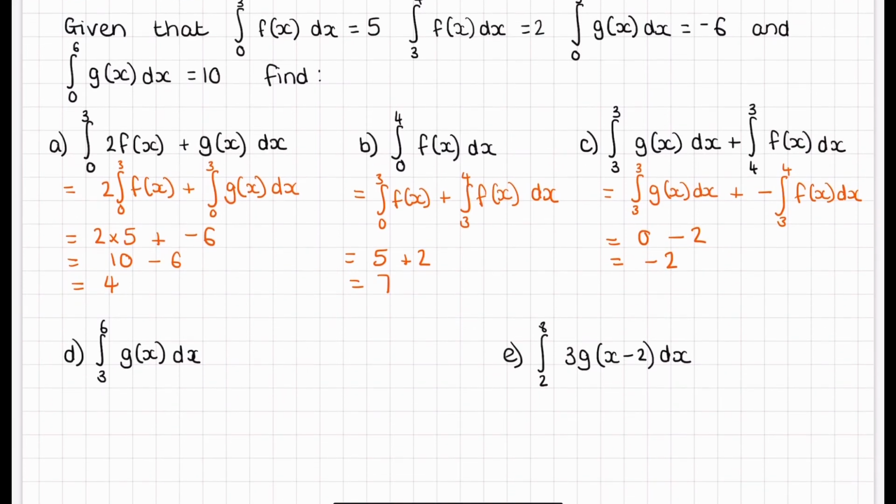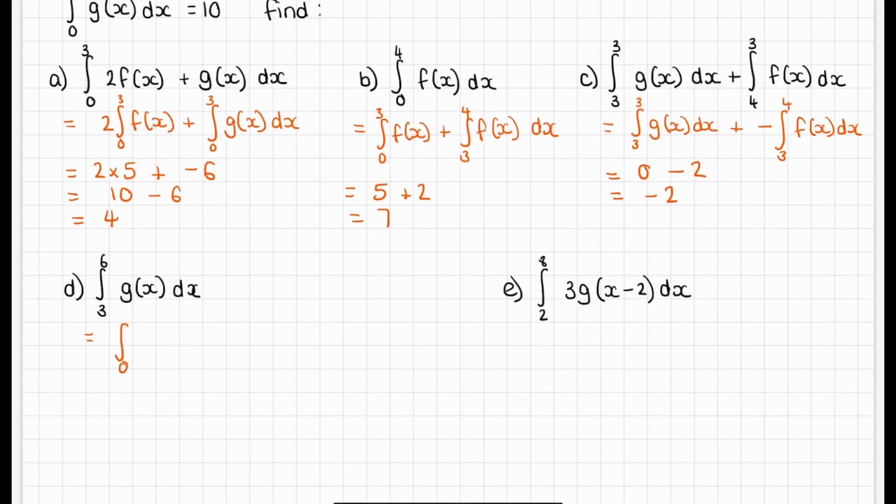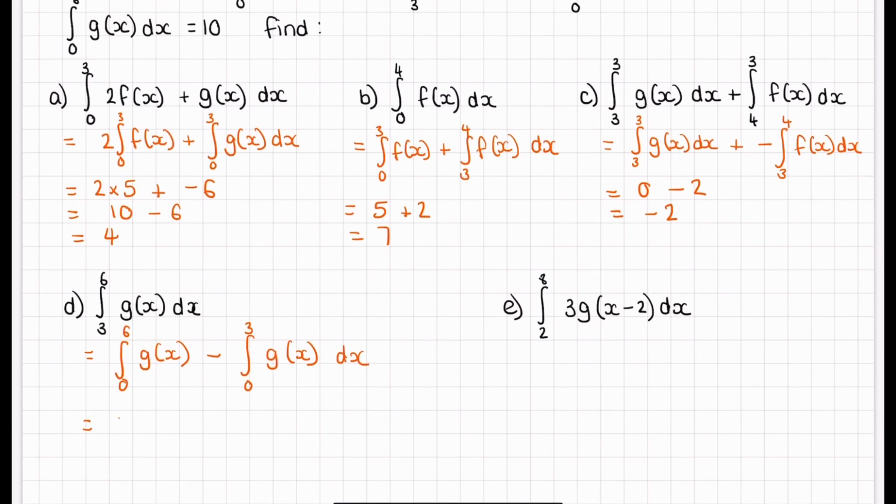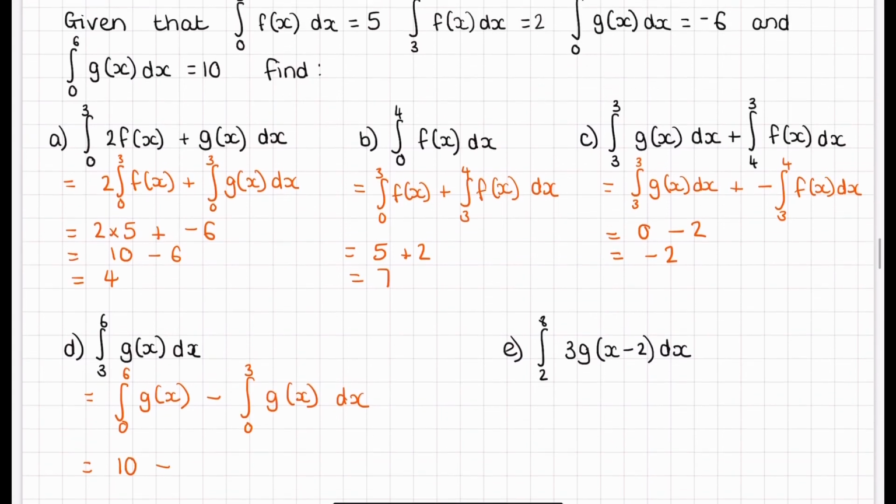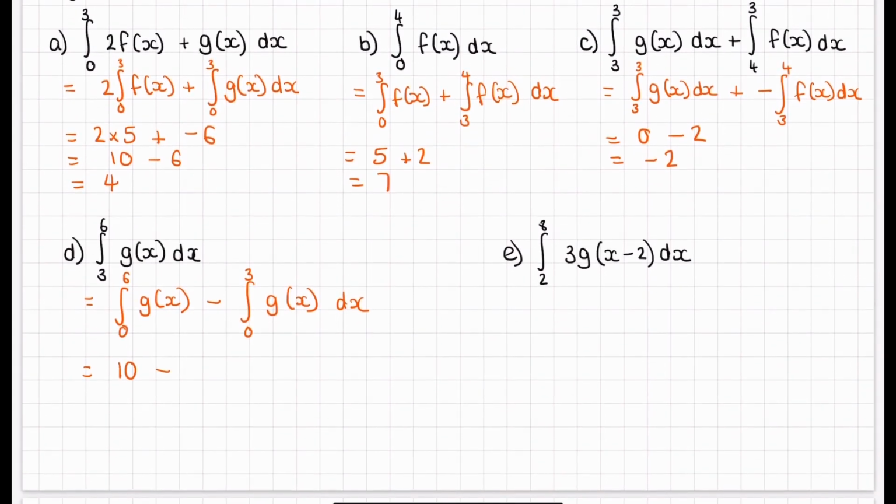D, we're wanting to go from 3 to 6 of g of x. Now we have 0 to 6 and we have 0 to 3, which means we need to do 0 to 6 minus 0 to 3, and that will give us 3 to 6. So the integral from 0 to 6 of g of x minus the integral from 0 to 3 will leave us with just 3 to 6. So 0 to 6, if we look at that, is 10. 0 to 3 was minus 6, which means we're going to end up with 16.